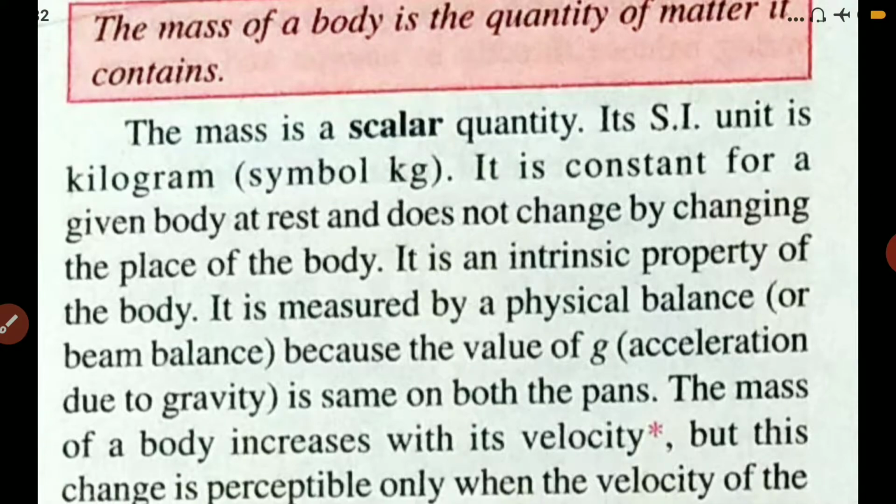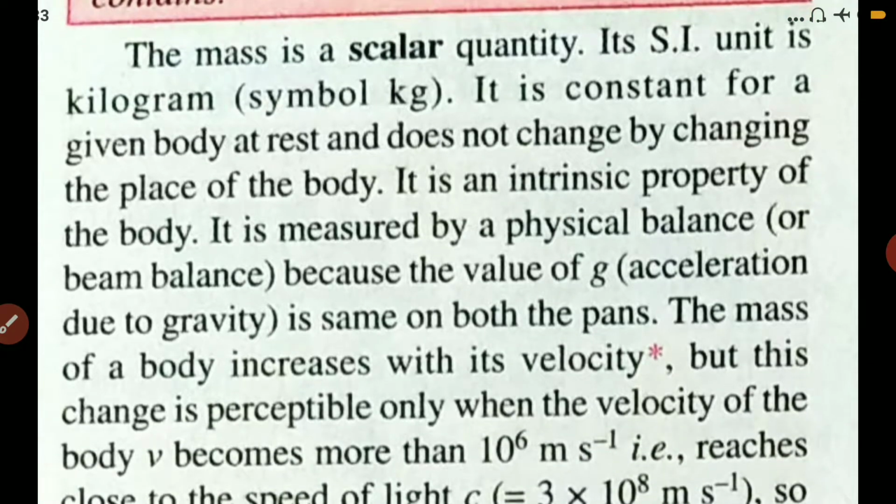So the mass is a scalar quantity, which I have studied in the first chapter. Its SI unit is kilogram, which is kg. It is a constant for a given body at rest and does not change by changing the place of the body. It is an intrinsic property of the body, internal property of the body. So it is measured by a physical balance or beam balance because the value of g, which is acceleration due to gravity, is the same on both the pans.